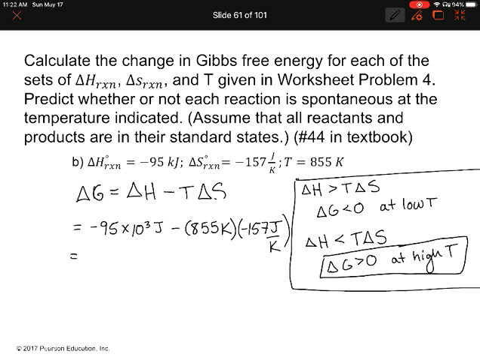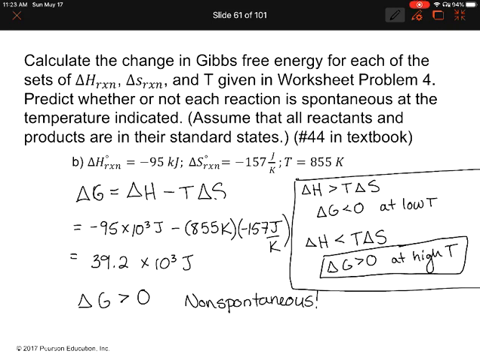Okay, so Kelvin will cancel and we'll end up with joules again. And if we plug this into our calculators, we should get 39.2 times 10 to the third joules. All right, so that tells us that delta G is positive at this temperature, which means the reaction is non-spontaneous. And that matches our prediction, so that works out.